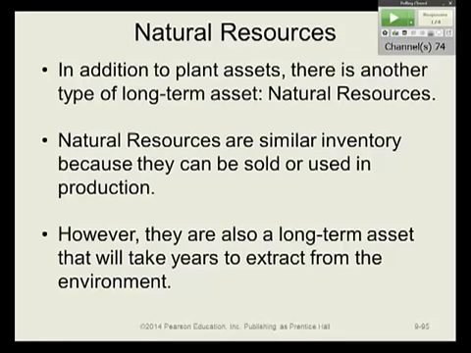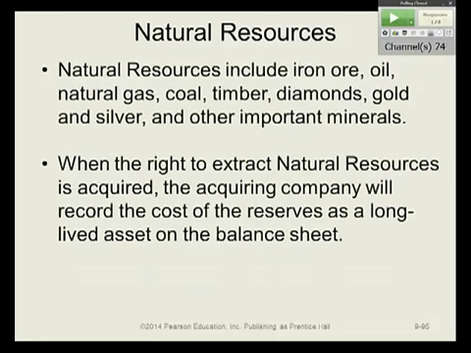So in that case, the natural resource was generating inventory of supplies. If you sell it to someone else, obviously, it's going to be inventory that is sold like merchandise inventory. Now, they're long-term assets, and again, we have to think about whether or not we're going to write these off.